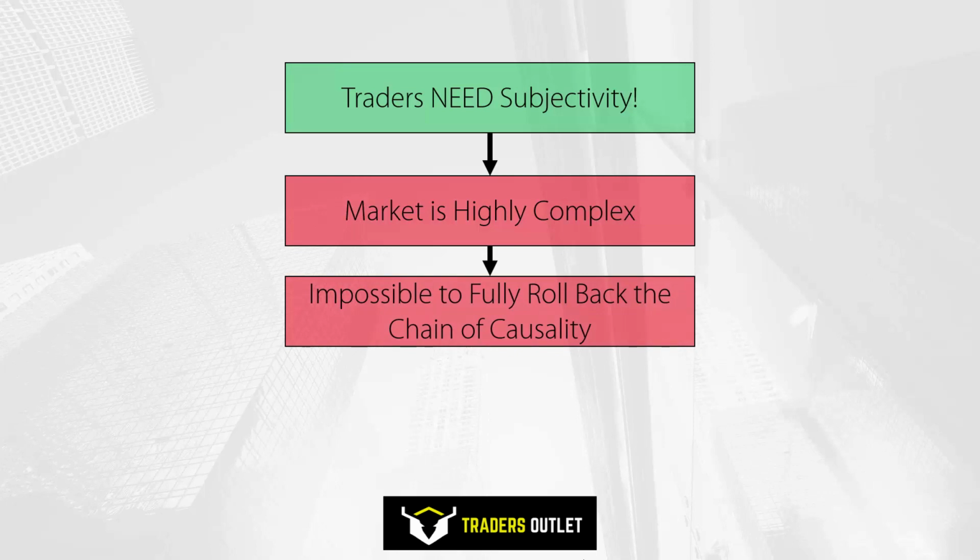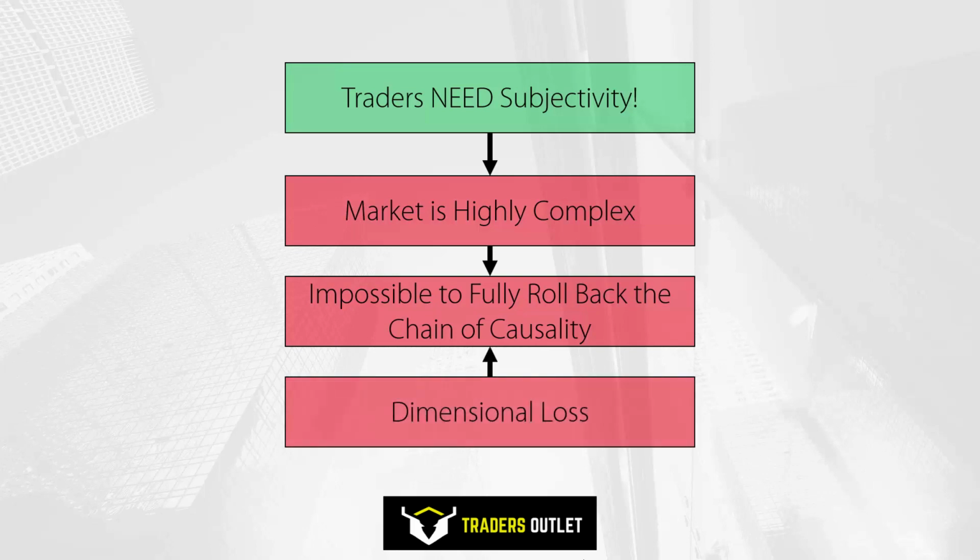As we already saw in previous lectures, the representation of the market in bidimensional price charts has the effect of dimensional loss, and that makes it impossible to roll back the chain of causality of all market movements. Consequently, part of the trader's analysis must come from a subjective interpretation of price. This is arguably the most difficult thing about trading.